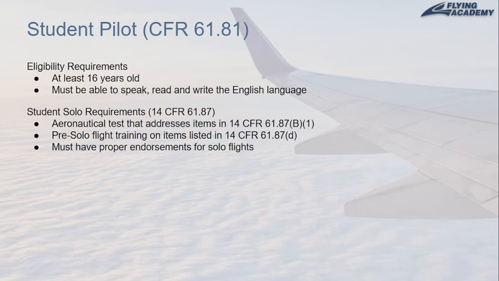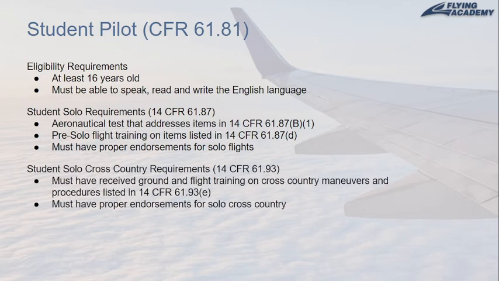Before solo, the student needs to have taken the aeronautical test that addresses items in Part 61.81 Bravo 1, and they must have done the pre-solo flight training on the items listed in 61.87 Delta. After they have had that training and have taken the test successfully, they must have the proper endorsements for solo flight from their instructor. For solo cross-country, they must have received ground and flight training on the cross-country maneuvers and procedures listed in Part 61.93 Echo, and they also must have the proper endorsements for solo cross-country.